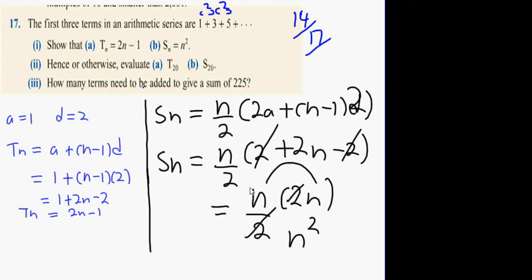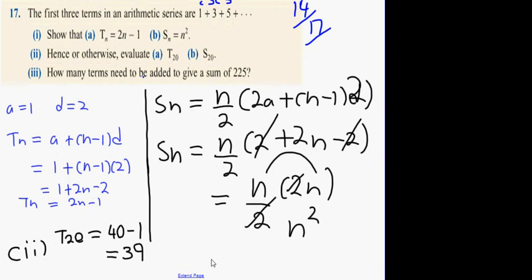Okay, now next section, part 2. Hence or otherwise calculate what T20 is. Well, T20 means replace n with 20, so 2 times 20 is 40, 40 minus 1, and that's going to get me 39. Now I want to find S20. This is part B. S20 means replace n with 20, so it equals 20 squared, which equals 400.